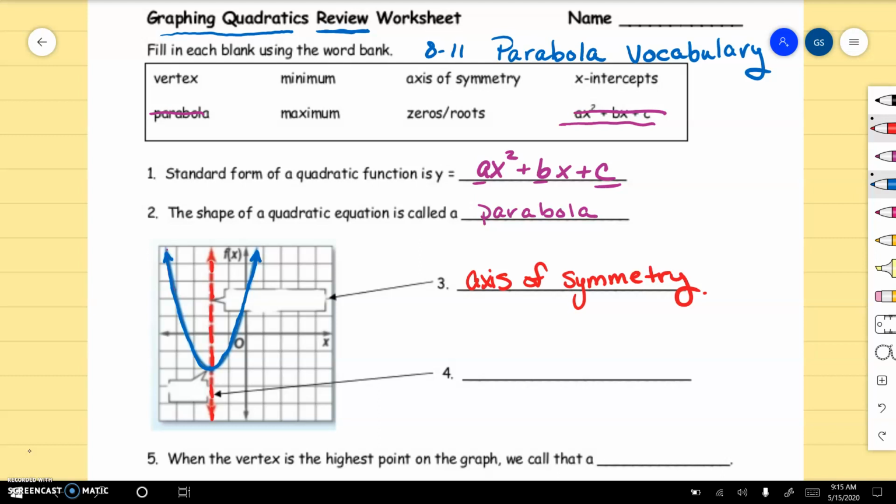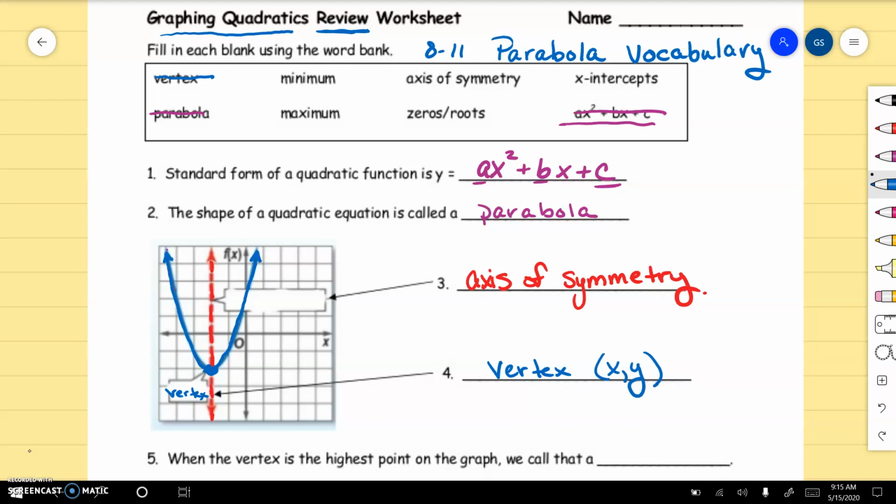Okay? All right, next one they want us to fill in is this point right here at the bottom of the parabola. That is called the vertex. So the vertex is either going to be the highest point or the lowest point on the parabola. So this is your vertex here. All right, so we have a parabola, we have the axis of symmetry, and then we have the vertex, which is the point. So I should write this, it's a point. So we name it x comma y.